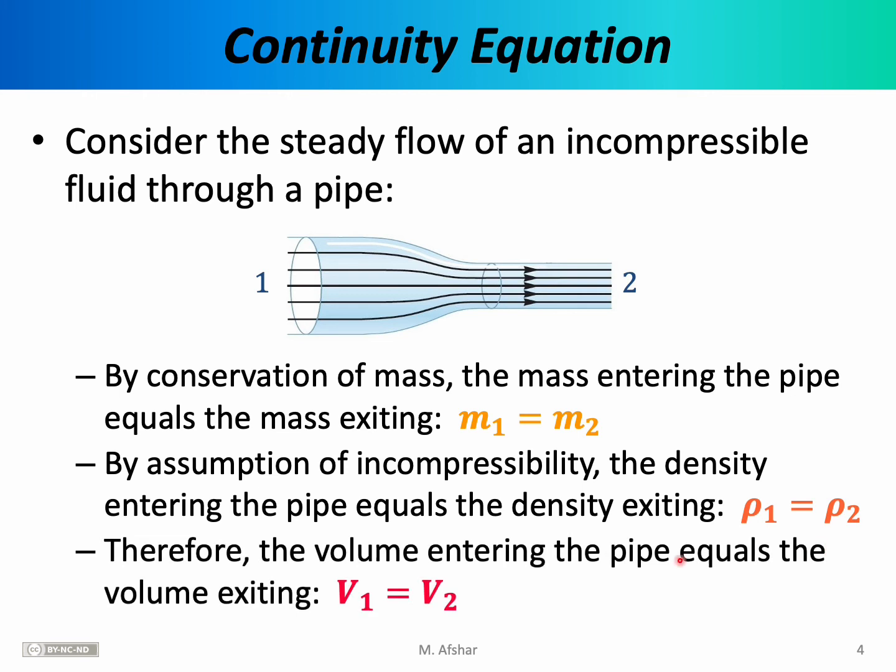These two assumptions essentially imply that the volume of fluid that's entering the pipe on the left must equal the volume of fluid that's exiting the pipe on the right. This is essentially a consequence of the definition of density. We recall that density is mass divided by volume. If the mass is the same and the density is the same at the 2 points 1 and 2, then the volume must also be the same.